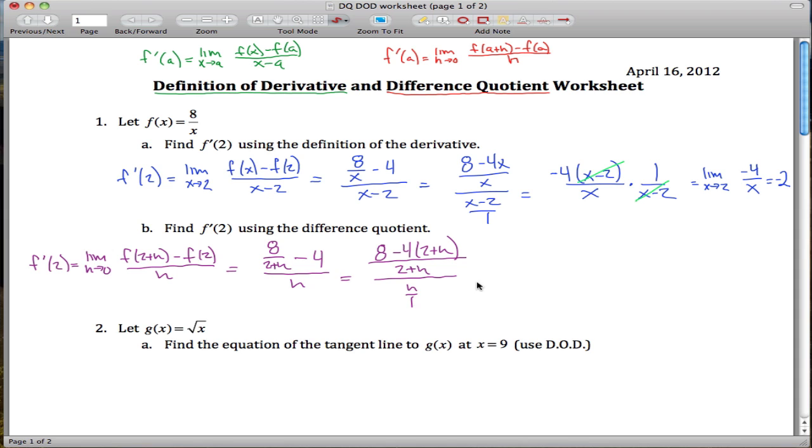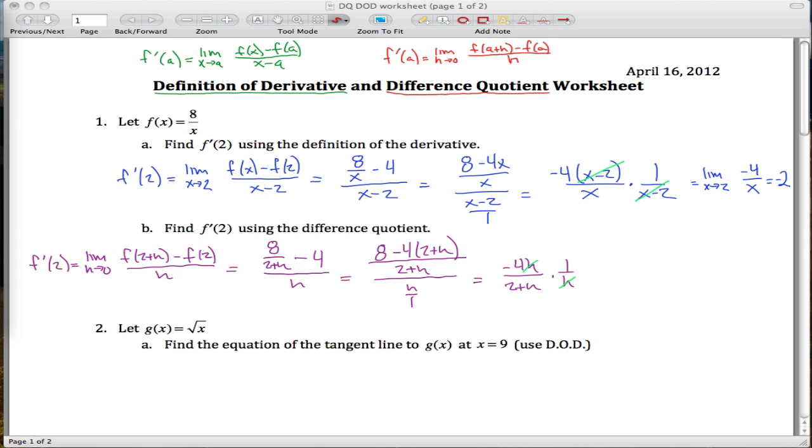Change it from h to h over 1 because in this next step I'm going to flip the denominator upside down. See, up top here I have 8 minus 4h, so I just have negative 4h over 2 plus h times 1 over h, which is good because my goal in all this was to cancel out this h, and I can now do it, which means I am on the right track.